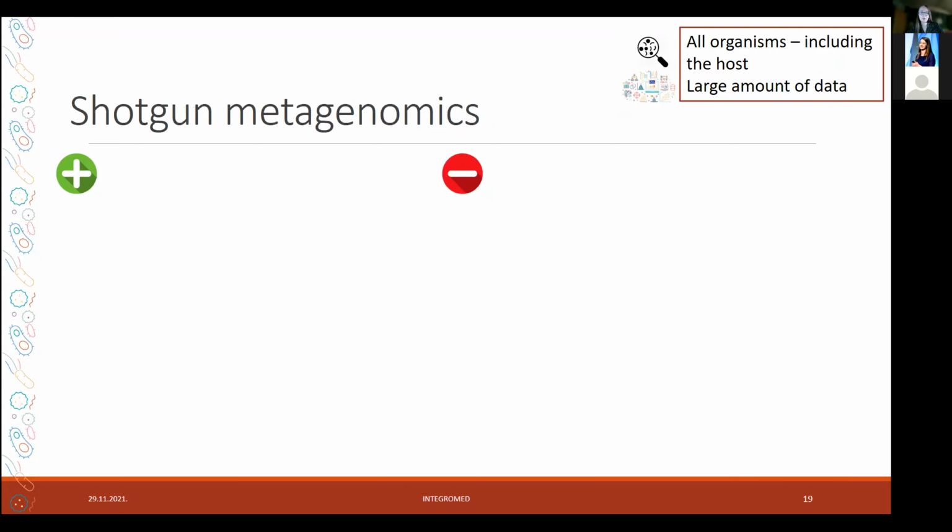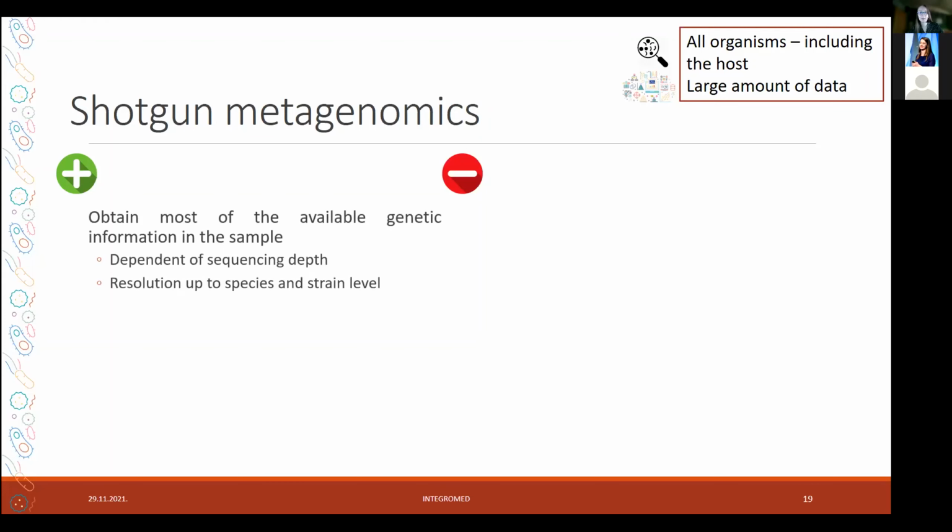So we will also talk shortly about shotgun metagenomics. This method allows us to obtain most of the available genetic information in the sample. Of course, it can be dependent on the sequencing depth, and resolution is up to species and strain level, which is really, really good. We can also get information not only about taxonomic profile, but also about functional profile. So it would depend on the database or analysis tool that you are using in the bioinformatic processing steps. But for example, with HUMAnN, you can get gene families and pathways.